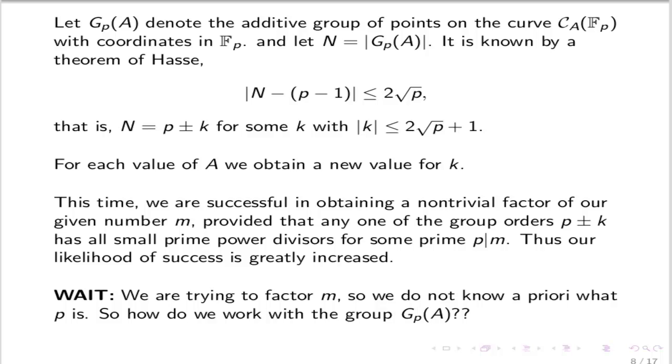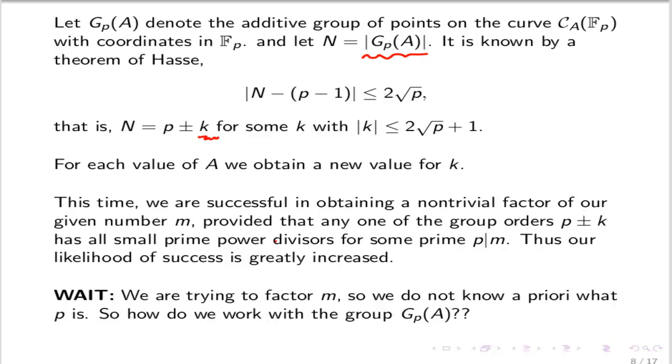Okay, I'll let G_p(a) denote the additive group of points on this elliptic curve. So that's all points whose coordinates are in the finite field F_p. I'll let capital N denote the cardinality of that group. And there's a famous formula of Hasse that says this number of points is very close to p. So it says that the absolute value of N minus the quantity p minus 1 is always less than or equal to 2 times the square root of p, meaning that the number of points on your elliptic curve is p plus or minus some small number k, where the absolute value of k is bounded by 2 times the square root of p. And so we get all of these different group orders. As we change the parameter a, we get a group with a new value of little k right here. And so we get all sorts of different groups that we can be working in.